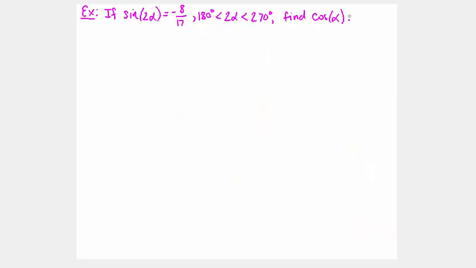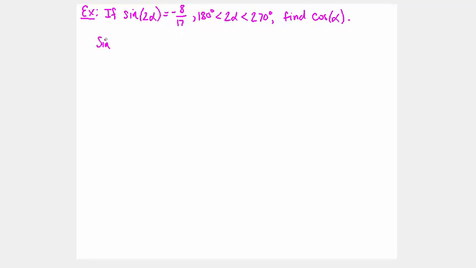Let's look at another example where we're given this. If the sine of 2 alpha is negative 8 over 17 and 2 alpha is stuck between 180 degrees and 270 degrees, find cosine of alpha. Alright, so let's take our given information and notice that the first thing we're given is actually a double angle identity, the sine of 2 alpha. Okay, we know what that means. In fact, let's write out the identity right here.